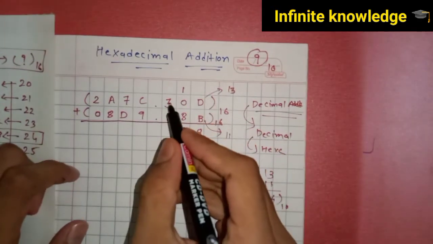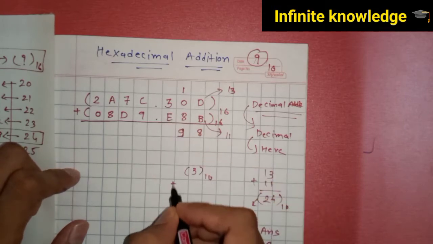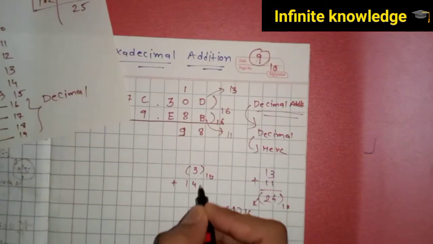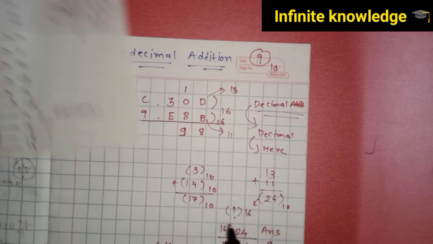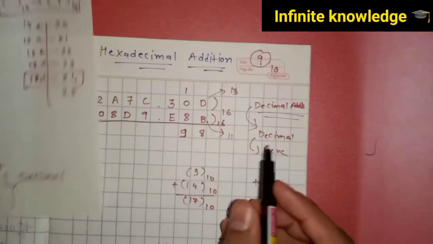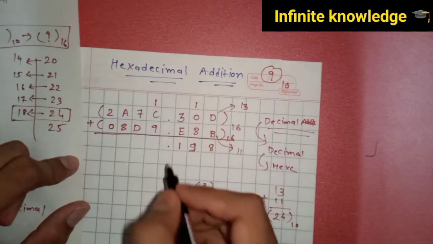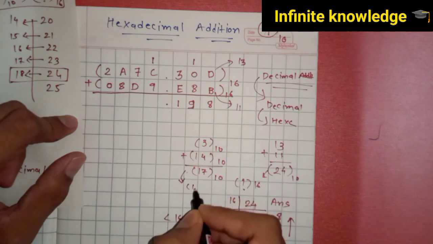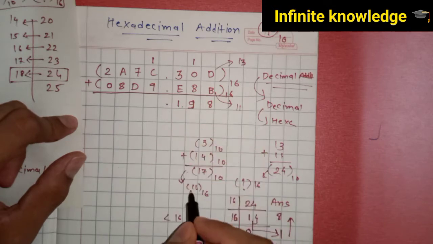Now further, 3 in decimal plus E. What is E? E means 14 in decimal. So 14 plus 3 is 17 in decimal. So what is the hexadecimal of 17? That is 11. I can write 1 here because 17 is the decimal number, and the hexadecimal of 17 is 11 in hexadecimal. So I write this 1 here and this 1 is carry.